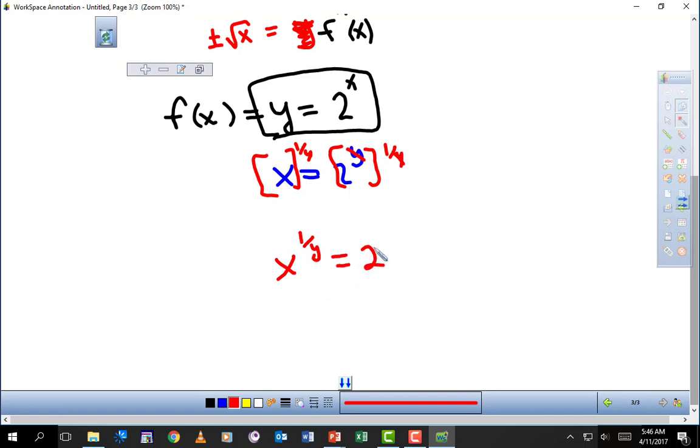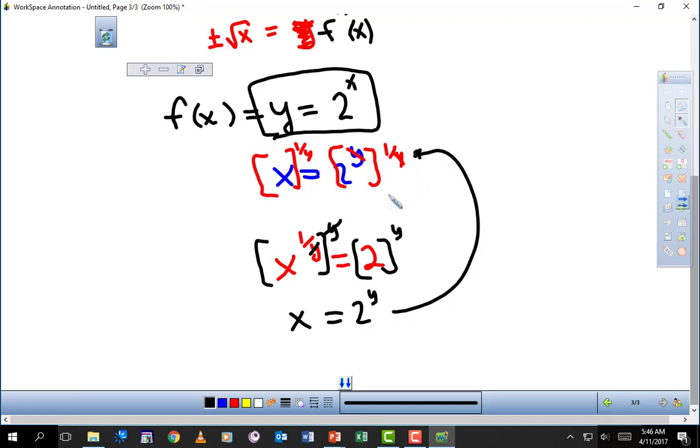Well, that's nice. I got rid of the y on the right side, but now it's on the left side. And then you say, well, I know how to get rid of that. I could raise this whole thing to the y power. But I have to do the same thing on this side, so I'm going to raise it to the y power. And so we take the y here and cancel off that one, and we get x is equal to 2 to the y. Well, hey, that's exactly what we started out with right up here. So all we're doing is going around in circles.